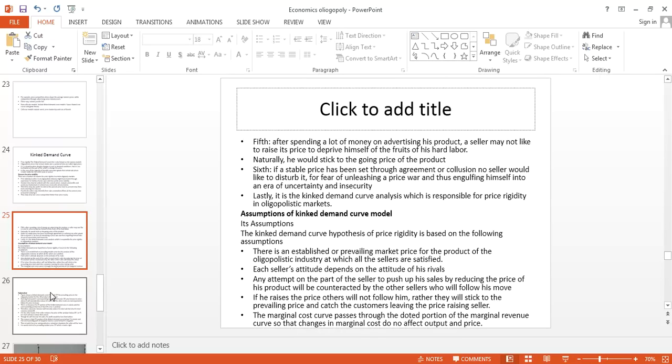And the stability of the price, this is then illustrated in the kinked demand curve. Now, let's quickly look at the assumptions behind the kinked demand curve. Number one, the kinked demand curve is created on the assumption that there is a prevailing market price on which everyone has agreed. Okay, so there's no incentive to change the price for whatever reason, for advertising, for non-price competition. People don't want to change the price.